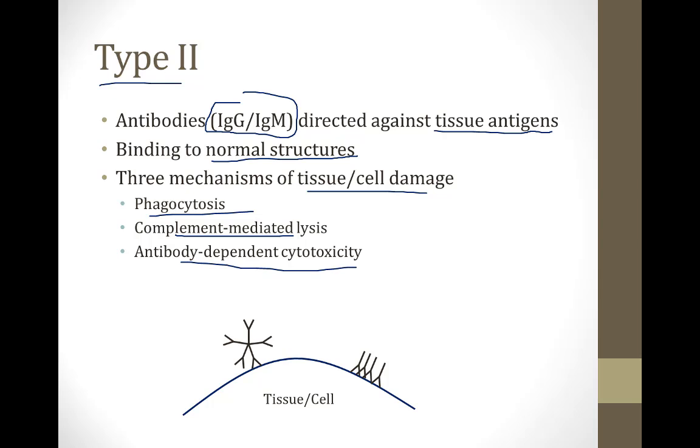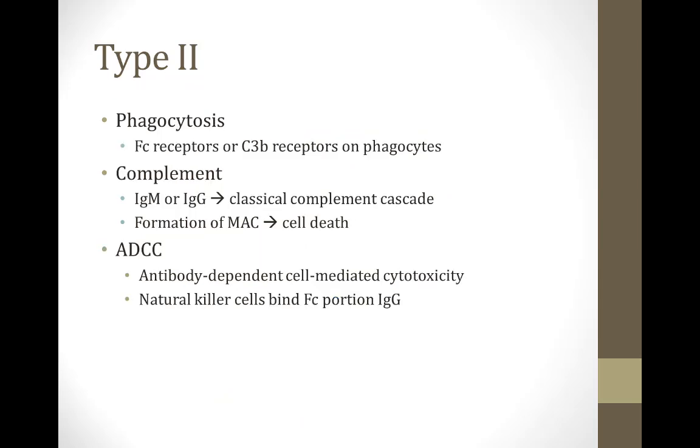And this is a picture to help you remember that in these disorders you have a tissue or a cell, and you have either IgG or IgM antibodies binding to the tissue or cell to cause disease. In some of these disorders, antibodies bind to cells, and those cells are consumed by phagocytosis. Phagocytes like macrophages will recognize either the Fc receptors on the IgG antibodies or C3b from the complement pathway.